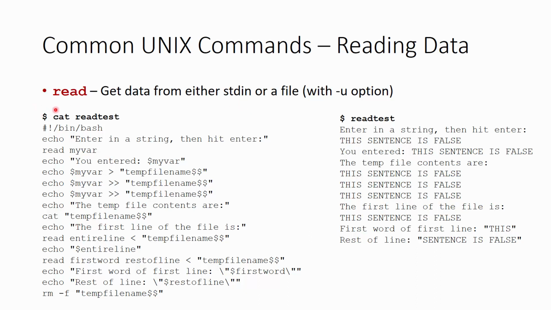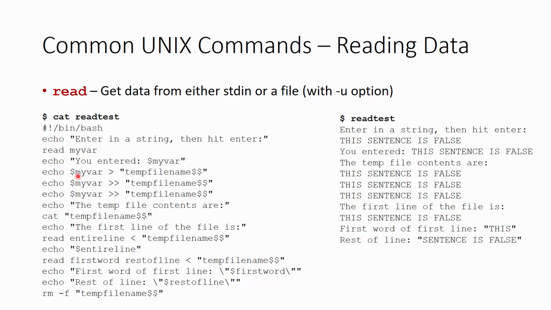So here's a script called read test, and this one I've just plugged it full of different things that I'm trying out. I'll start off my script with my shebang, and then I'll tell the user what to do: enter in a string and then hit enter. Then I use the read command, and I read into this variable, myvar. Then I output that back to the user to test what just happened. Did I actually get the data or not? Let's test and see what that was. So echo back out myvar. Then let's try dumping it into a file.